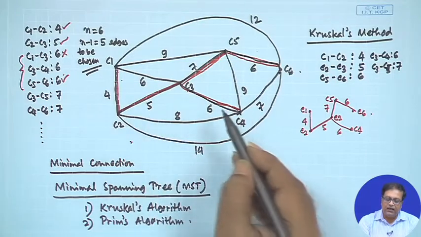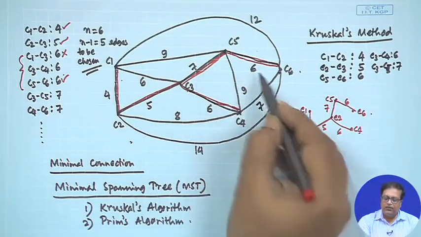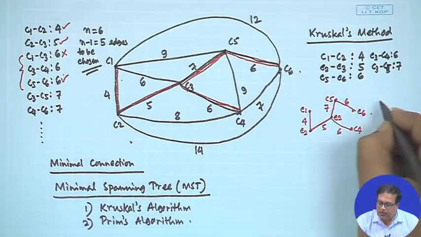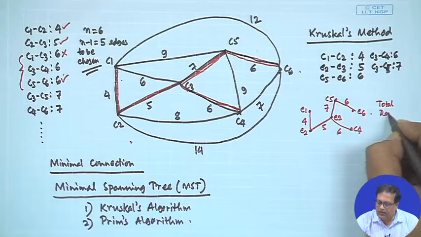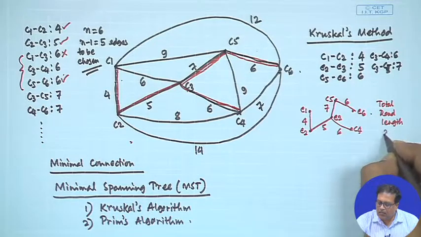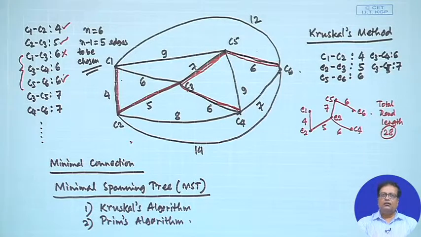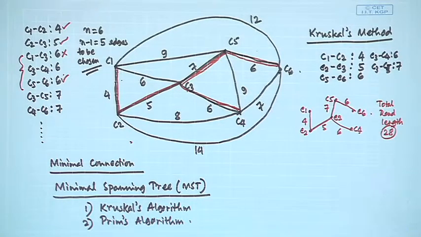4 plus 5, 9, 15, 22 and 28. So the total road length is 28. So this is what is known as the Kruskal's method, right.